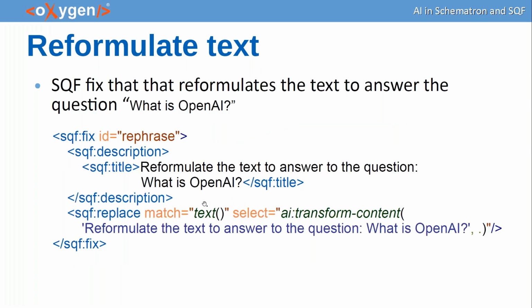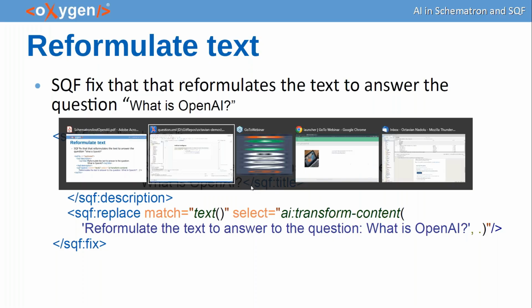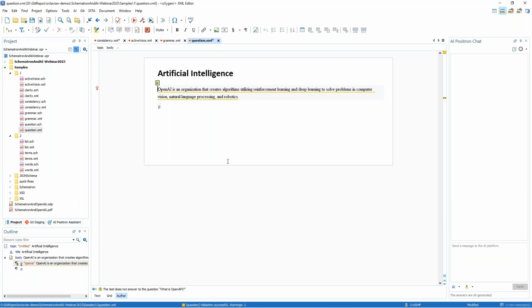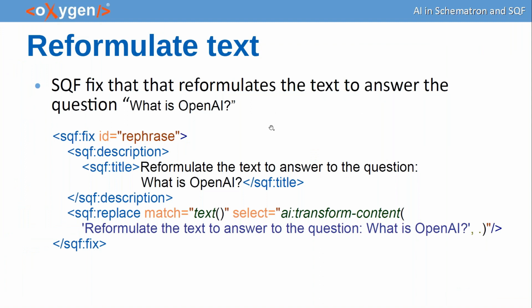To do this, I can create a similar SQF, and this time the prompt will be reformulate the text to answer the question, and I specify the question that I want answered. If I send this prompt to the AI service, I will get as a result: OpenAI is an organization that creates algorithms. So it specifies what OpenAI is, right? This is important for your documents, but also maybe for an AI system. So if you want your documents to answer questions from the user or from AI systems, you can add these types of checks and verify that the documents are created correctly.